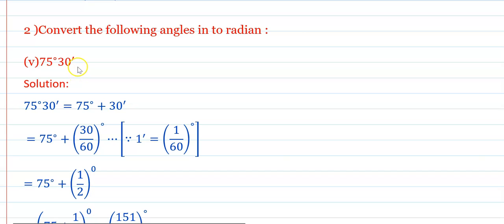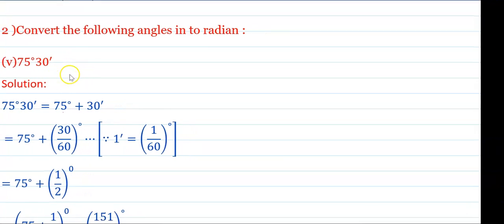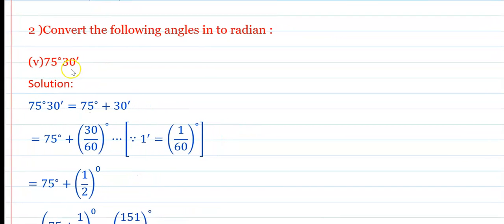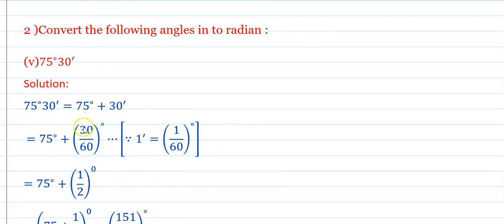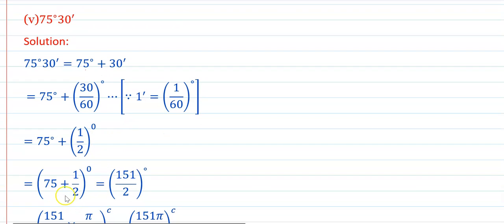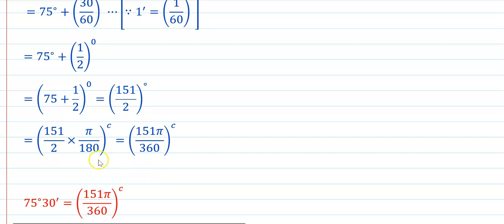Again convert this to the radian. The first, degree we keep as it is, 75 degree 30 minutes. 30 minutes means what, 30 upon 60 degree. We will convert the minutes into degree. Okay, that is 1 degree is equal to 60 minutes, therefore we divide by 60. 30 upon 60 degree, therefore you will get 1 upon 2. 75 plus 1 upon 2 degree. 75 into 2, that is equal to 151 upon 2 degree. Okay, and again we will multiply this degree to the radian, that is pi upon 180.